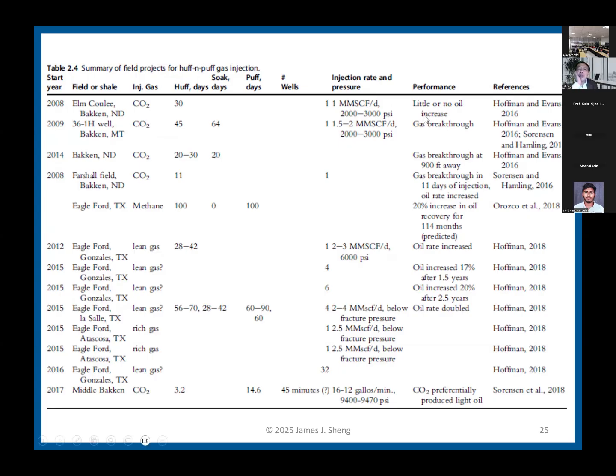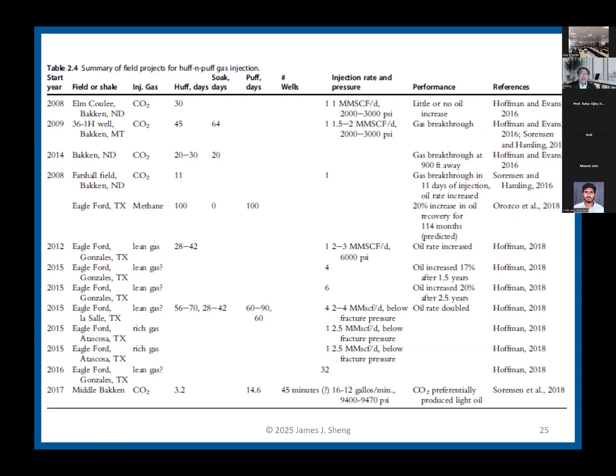First, let's look at a summary of performance. In 2008, little or no oil increase, bad gas breakthrough. Later on, gas breakthrough at 900 feet away. Well, and gas breakthrough in 11 days, 20% oil recovery. Oil rate increased 17%, oil 20%. So what can you say? First, later years performance is better because we have better understanding. We designed the projects better.